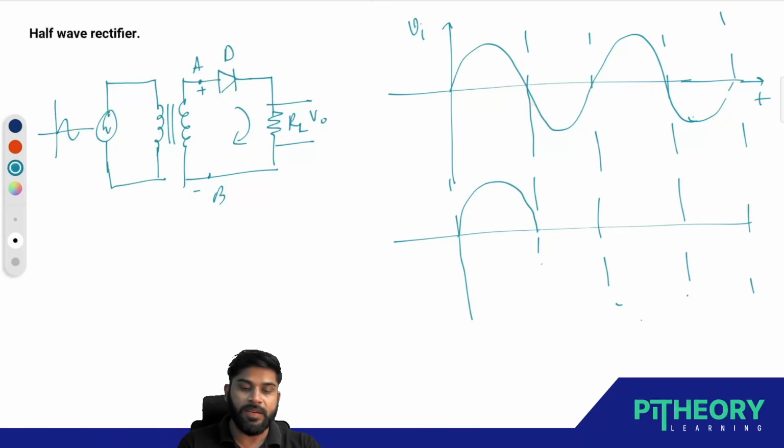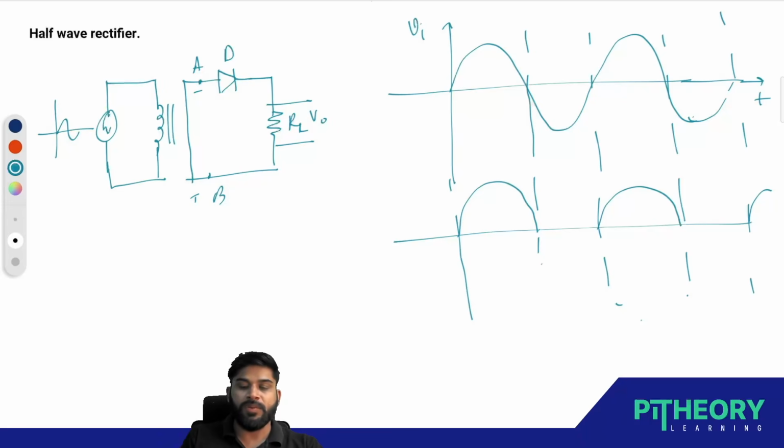But on the contrary, what will be happening during the negative half cycle? A will be negative, B will be positive. So it will be reverse bias. It will not conduct current. So no current across the output will be coming. So what is the point here? Only during the positive half cycles you will be getting the output.